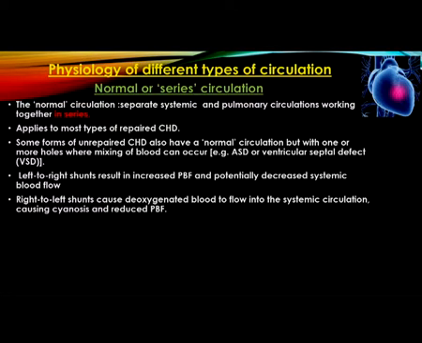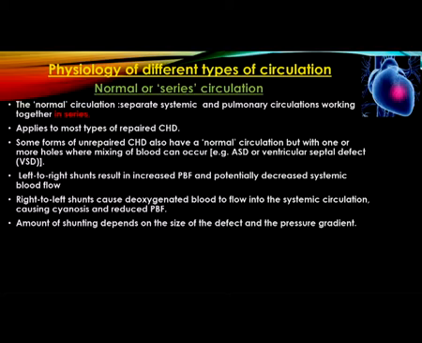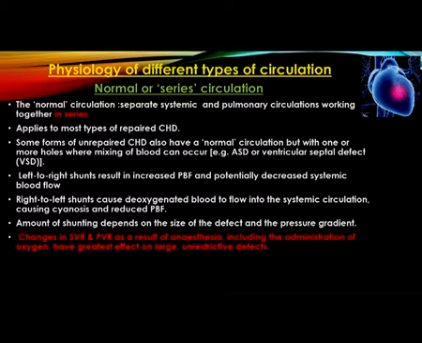Right to left shunt causes deoxygenated blood simply to flow into the systemic circulation, causing cyanosis and reduced pulmonary blood flow. The amount of shunting depends on the size of the defect and the pressure gradient, which is usually judged by the systemic and pulmonary vascular resistance. Changes in SVR and PVR as a result of anesthesia, including the administration of oxygen, have the greatest effect on large unrestricted defects.